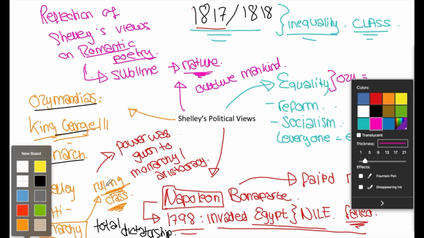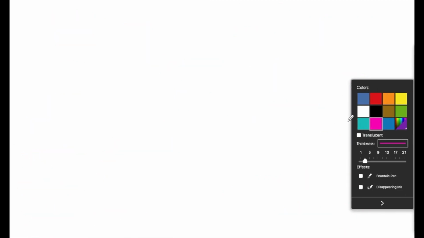So let me just add a new board. You can go back and pause whatever you need to jot down, but poetry is a form of art, isn't it? I think we can all agree. Poetry is a form of art.